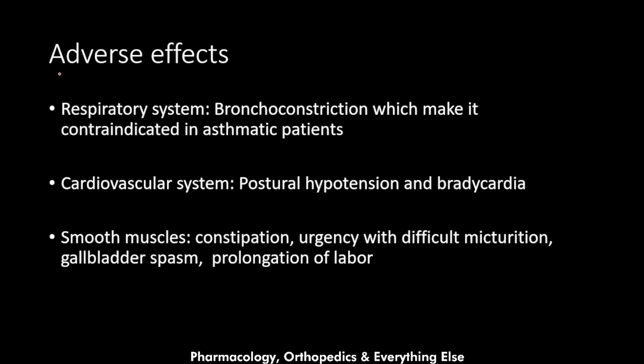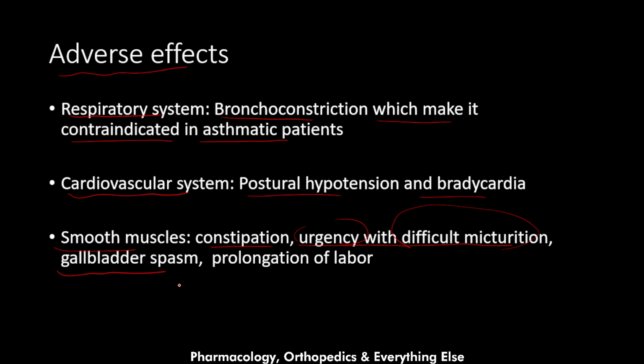Now let's talk about the adverse effects of morphine use. Regarding the respiratory system, there would be bronchoconstriction, which makes it contraindicated in asthmatic patients, as we mentioned before. In the cardiovascular system, there would be postural hypotension and bradycardia. And regarding smooth muscles, there would be constipation, urgency with difficult micturition, because morphine works on the bladder tone to increase it, to work on the bladder sphincters to also increase the tone there, and this would lead to difficult micturition and urgency. And it leads to gallbladder spasm and prolongation of labor, as we mentioned before.